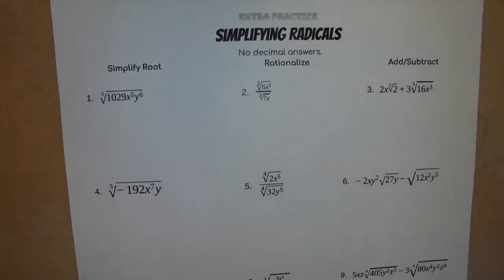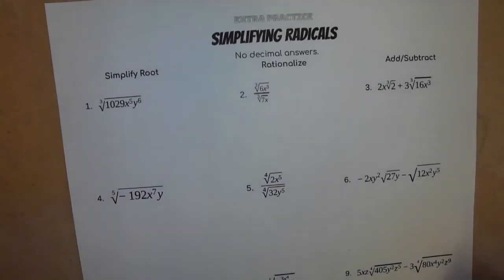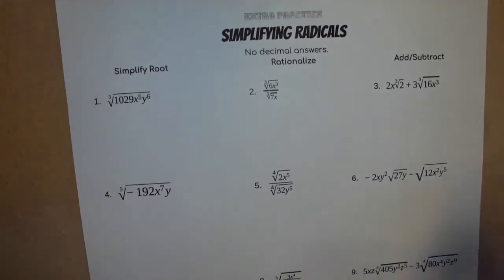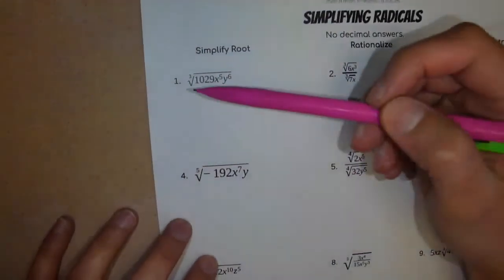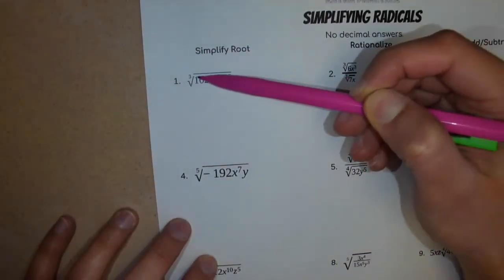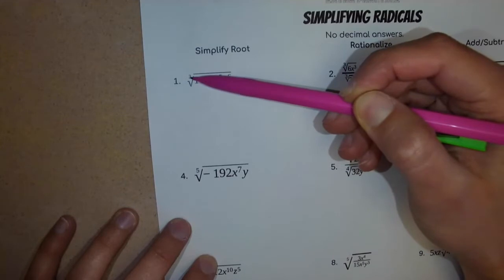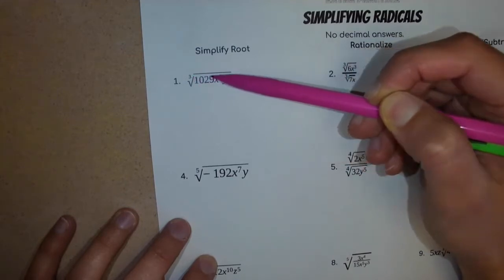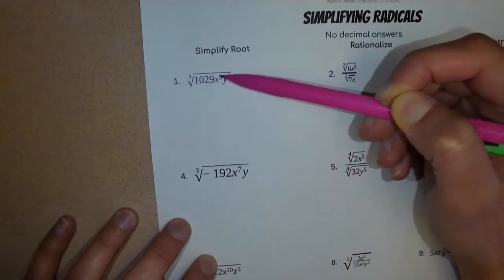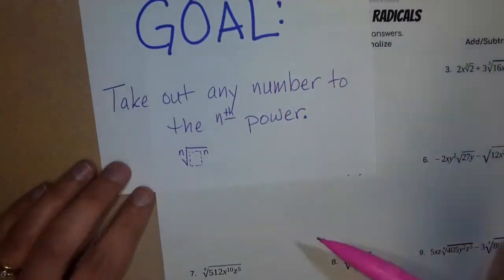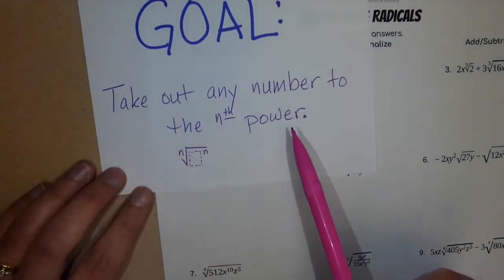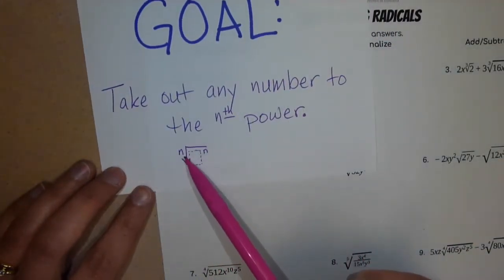In this video, we're going to take a look at how to simplify roots of different powers. First, thinking about our vocab terms, this symbol here is a root or a radical. This number here, this 3, is your index, and the number inside the radical is your radicand. The goal when you are simplifying a radical is to take any number to the nth power out. The nth meaning the nth that matches your index.